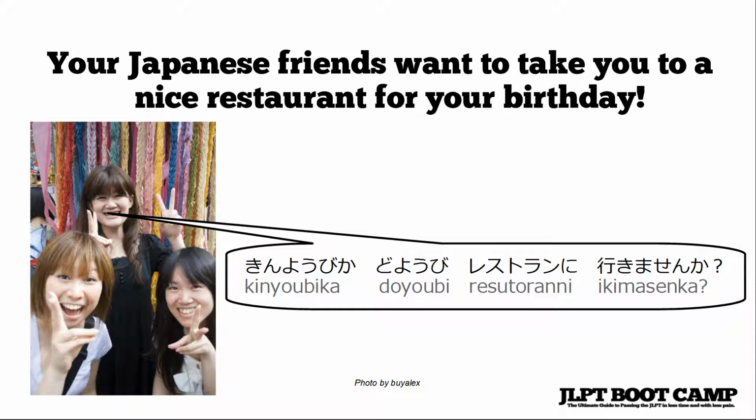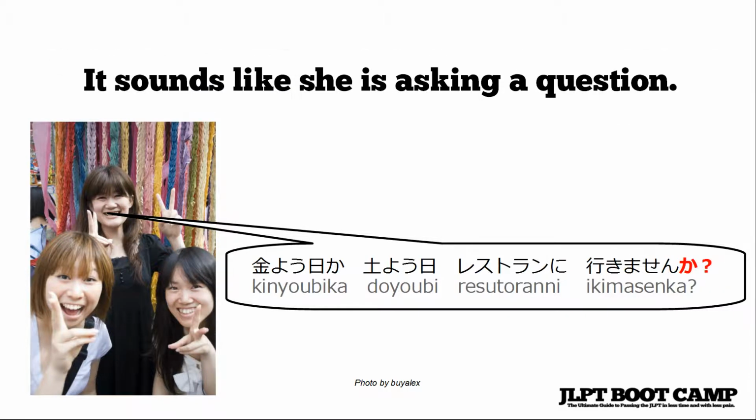And so your Japanese friend comes up to you and asks, "Kinyobi ka doyobi restaurant ni ikimasen ka?" And okay, so kinyobi is Friday, doyobi is Saturday, restaurant is restaurant, and ikimasen is won't you come? And it sounds like she's asking a question. So Friday, Saturday, to the restaurant, won't you come? And that's basically what that ka particle is at the end.